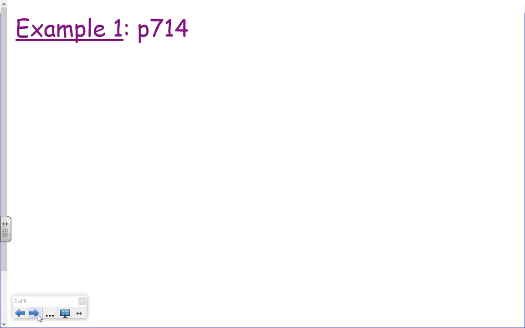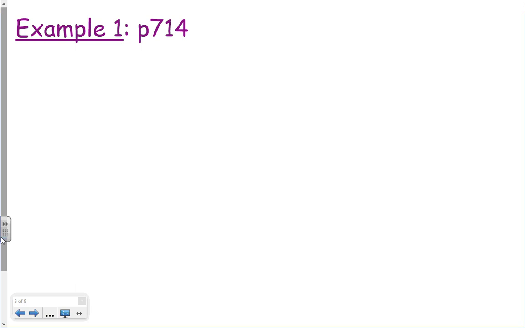All right, so let's take a look at an example here. If you look at example 1 there on page 714, it says, in how many different ways could you arrange 3 books on a shelf if you have 7 books to choose from? So we're trying to arrange 3 books on a shelf from a total of 7 books to pick from.